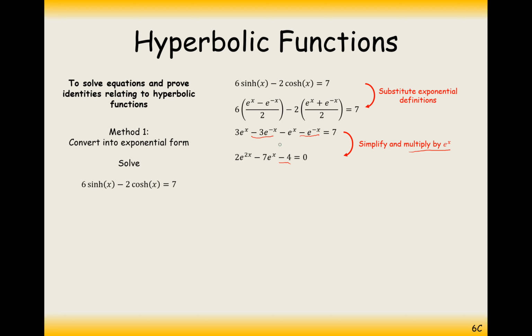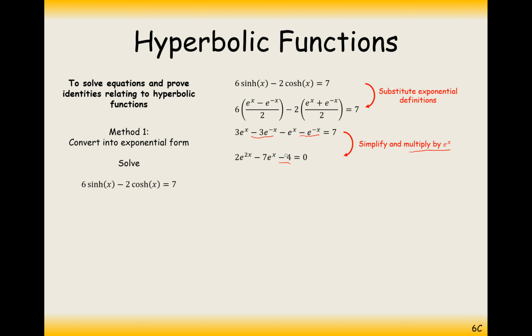The 7 has been subtracted onto the other side and then been multiplied by e to the x, and then the 2e to the x has been multiplied by another e to the x. That's why it's become e to the 2x. So I've done two things here. I've rearranged and simplified, but also multiplied by e to the x on every component.